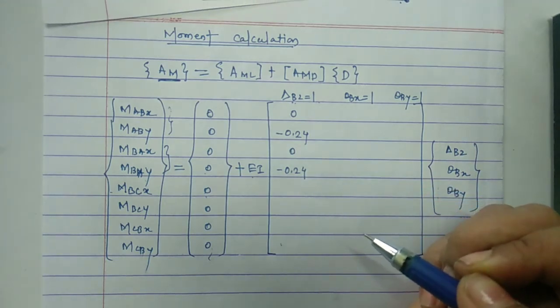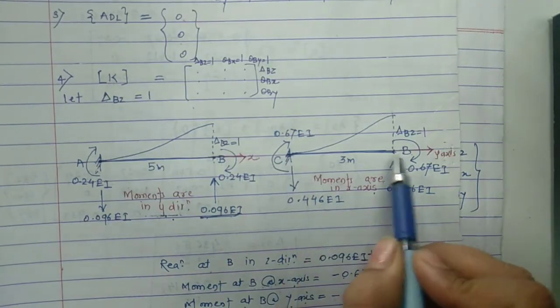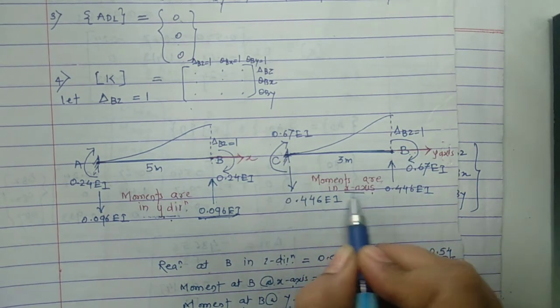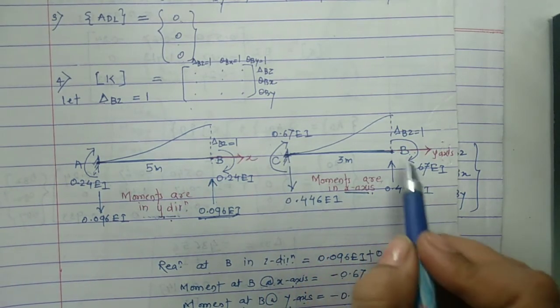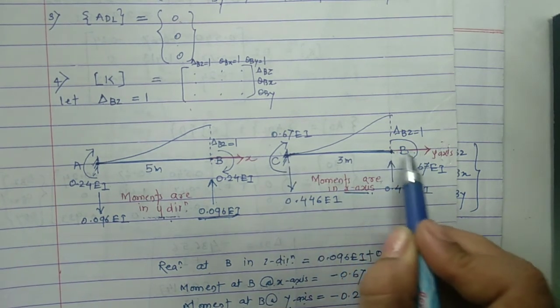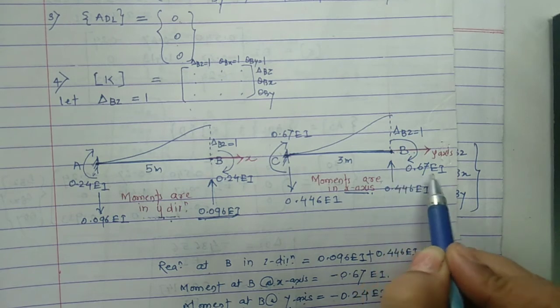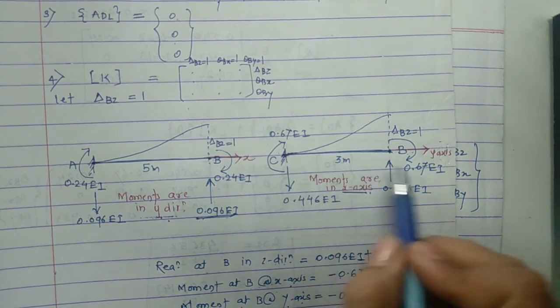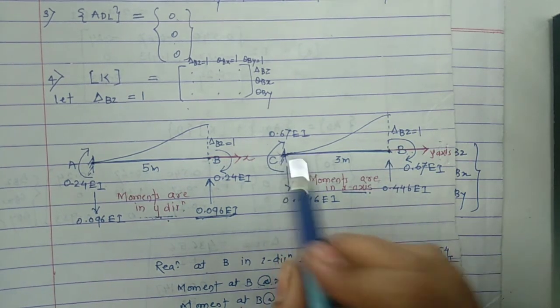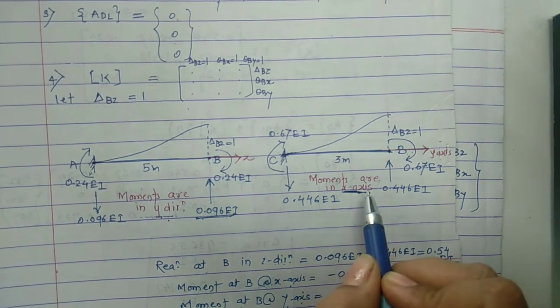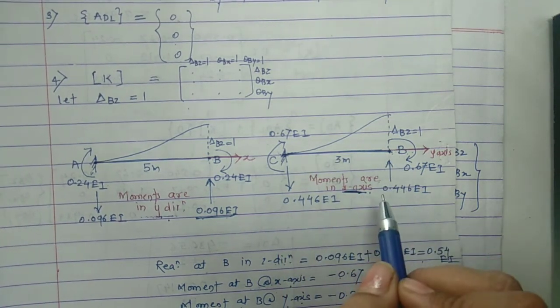X moments are 0. Now let us see the second member. This CB member, when delta BZ equal to 1, all moments are in X direction. That is this BC moment and this CB moment at B for this BC member. Clockwise 0.67, clockwise 0.67. So write these two moments as BCX, CBX, that is, in X-axis. And Y-axis moments for these two points will be 0.